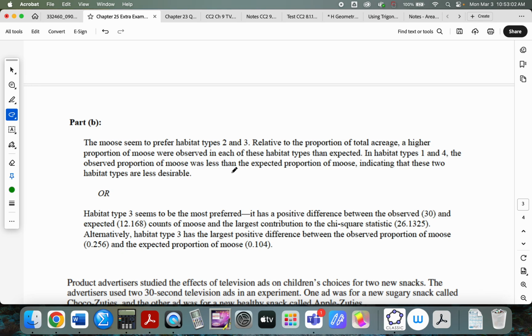Because in both of those, there were more moose in that area than we expected. So hypothetically, if we were to do the second one, would we have to state the numbers like 30, 12.26, and the chi-square value? It would probably be good to talk about the fact that it has the largest chi-square. Notice here, it just did one type. Yeah, it just did type 3. That makes sense. Okay? All right.